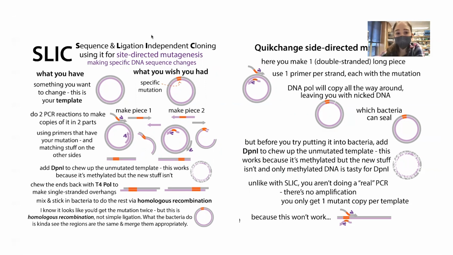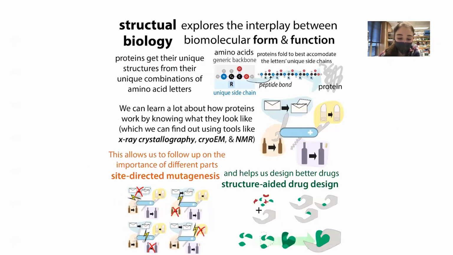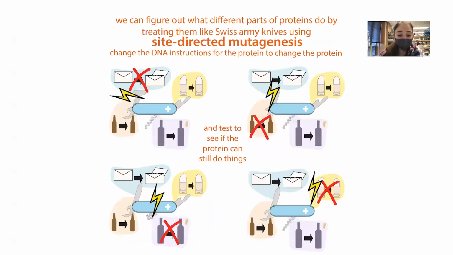So the methods to do this include Slick and QuikChange, different methods that you can use to use PCR to make mutated versions that you can then stitch together. So there's different methods, but the basic idea is that we're making site-specific mutations. And so this is site-directed mutagenesis. The basic idea is you're mutating a specific region to test whether that region is actually important for the thing that you think it's important for.